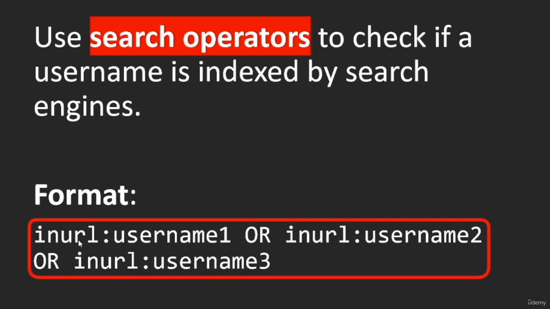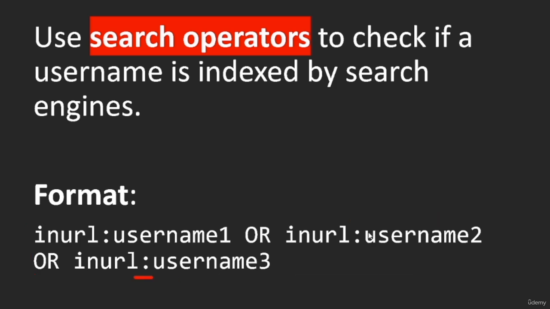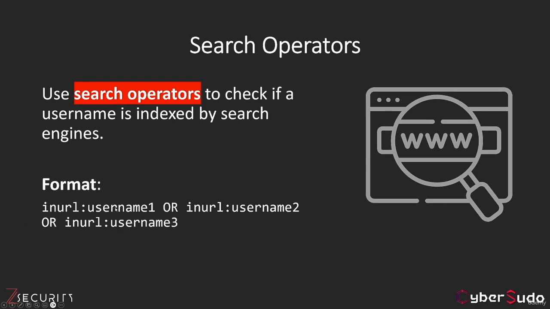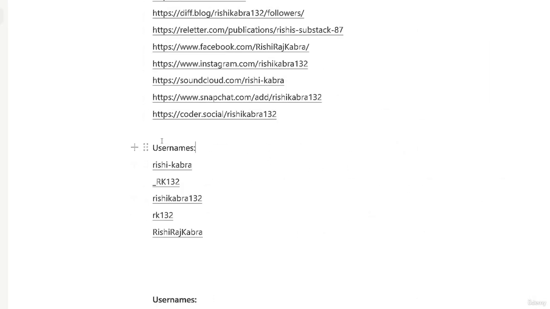So we are going to use the InURL search operator to check if a certain username is indexed by search engines. And the search operator is going to be as follows. We're going to say InURL and then the first username that we have gathered, for example, Rishi Kabra 132. And then I'm going to say or InURL and then the second username and so on. So this will check whether a certain username is found on search engines, because we might be able to find another account that uses the exact same username that we weren't able to find before.